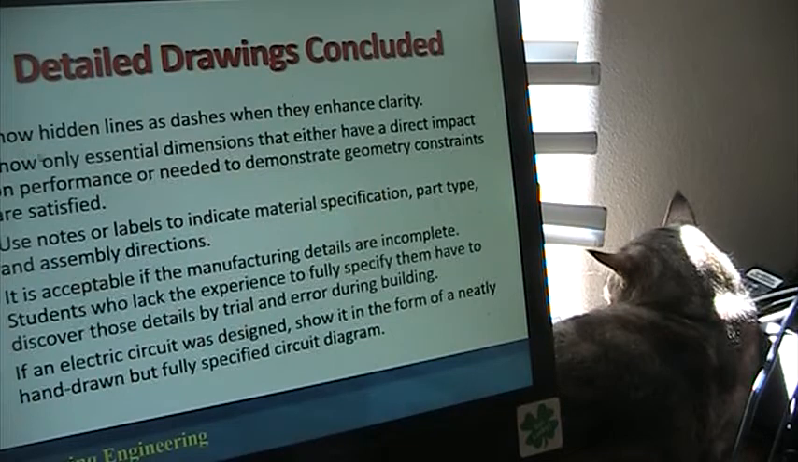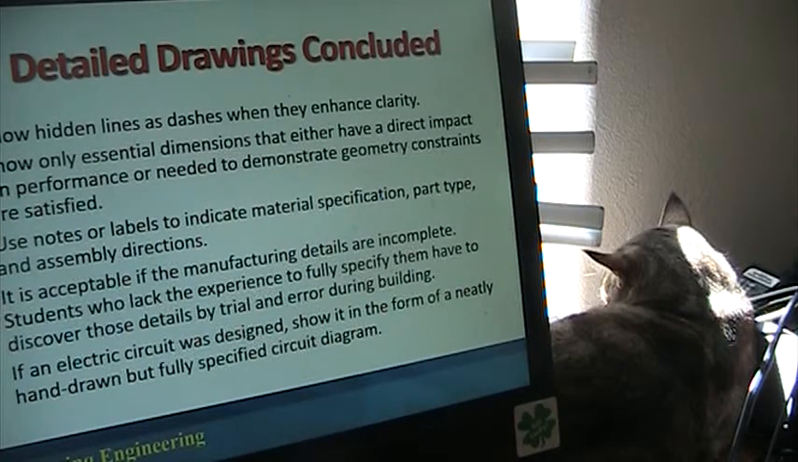All right. So we show hidden lines. In other words, if you have a hole through something but you're looking at the side, we portray that with dashes. We only show as many dimensions as we need, and make sure that you remember when we went through about drawing that a lot of times you'd say, hey, wait a minute, there's no dimension here. But when there's no dimension, you should be able to infer what that dimension is by adding up or subtracting some of the other numbers.